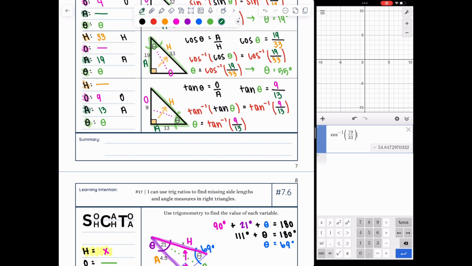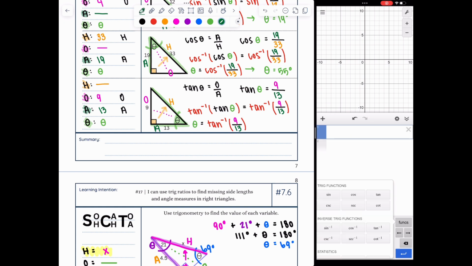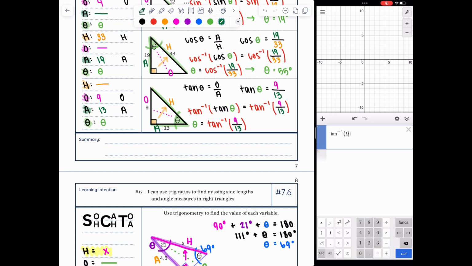So I use Desmos. You can use whatever calculator you want. You want to make sure that you're in degrees, and then you use your function menu. I have the inverse tangent of 9 over 13. When it's an angle, we round to the nearest whole degree. Those are nicer numbers, a little bit easier to work with. So 34.695 is going to round up to 35 degrees.